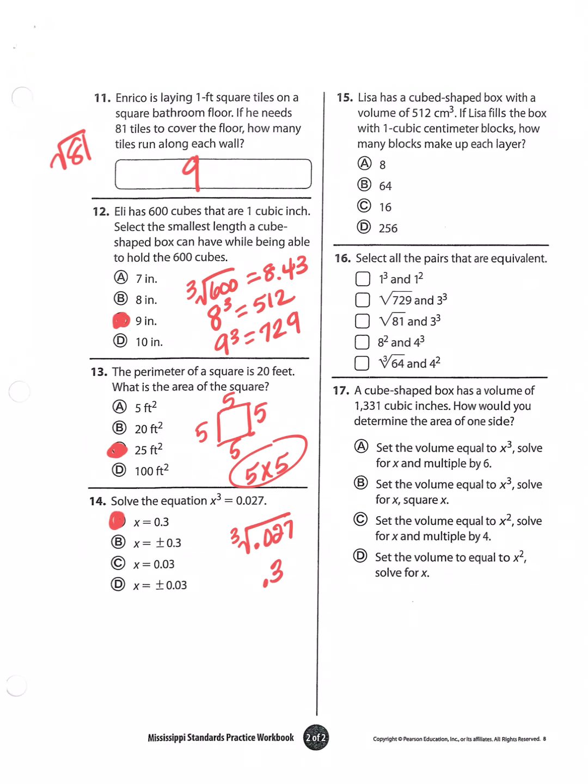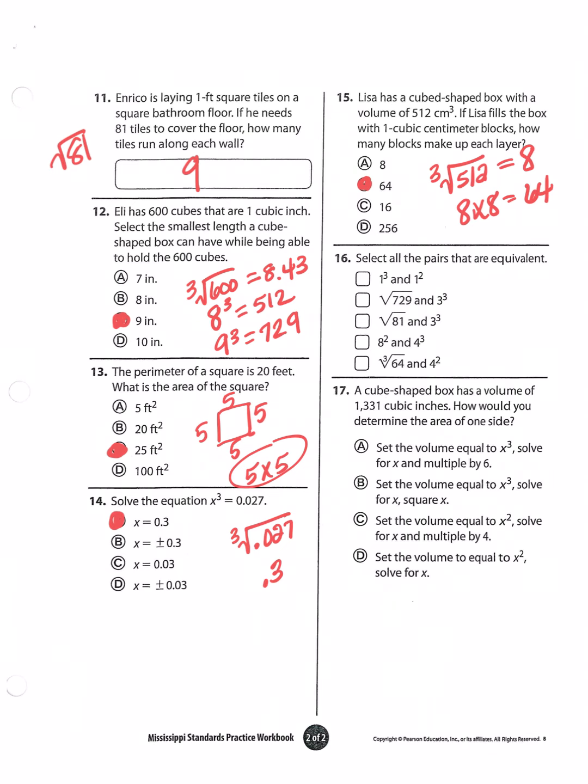Number 15, Lisa has a cube-shaped box with a volume of 512 centimeters cubed. If Lisa fills the box with 1 cubic centimeter blocks, how many blocks make up each layer? Well, it's a cube, so let's take the cube root of 512, and we get 8. Now, if she has a box, and she's putting blocks down in there, 8 times 8, there would be 8 rows and 8 columns, stacks. So 8 times 8 would be 64 blocks in every layer.